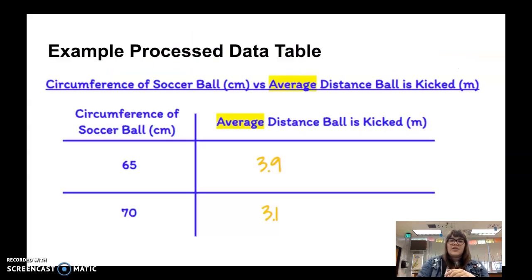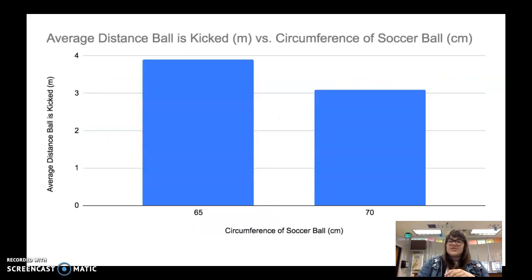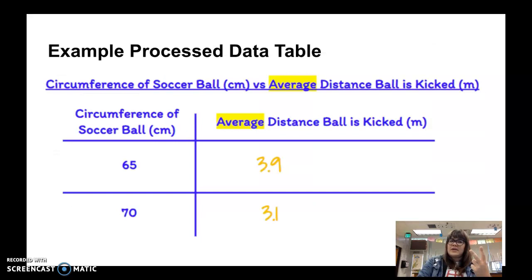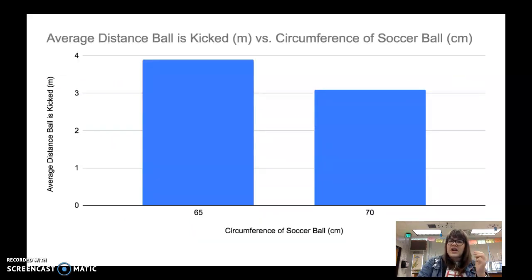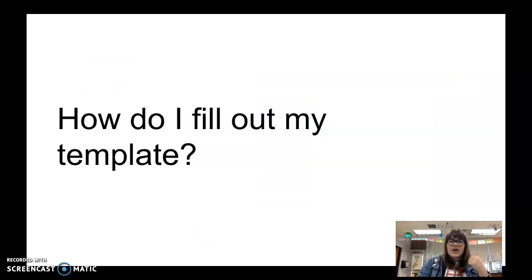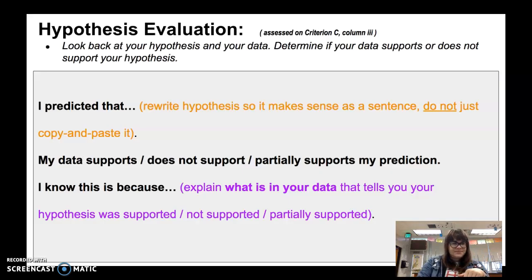I have a process data table, and I also have a graph. So I have my three things that I need. I have my hypothesis, I have my process data table, and I have my graph. I'm ready to start. So how do I fill out the template?